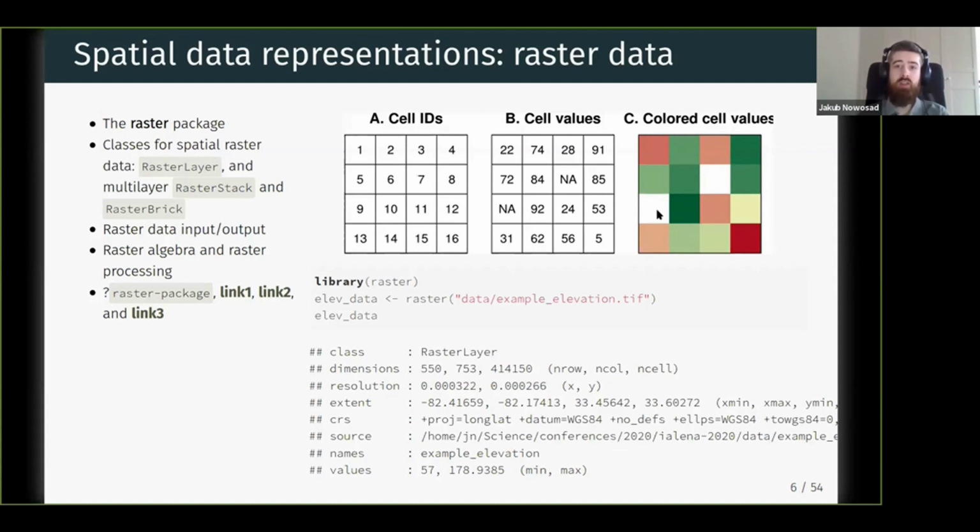In raster data, we can also have something which is called NA, not available. This is a representation of missing values. And in our map, this is represented by white color.